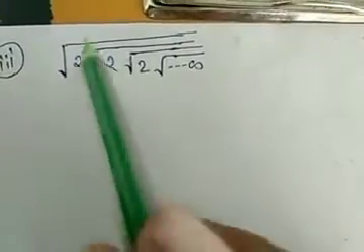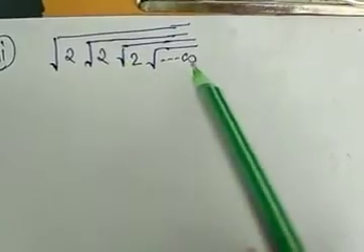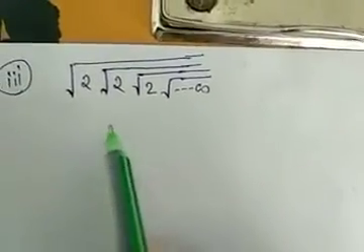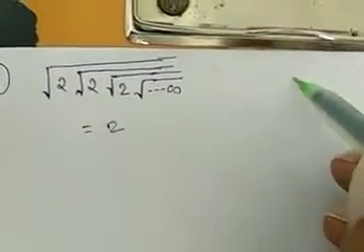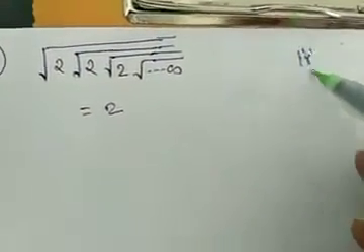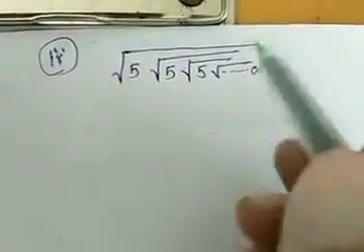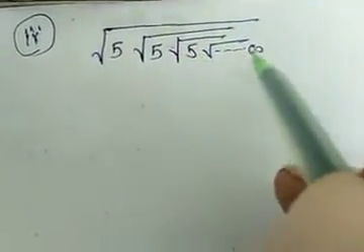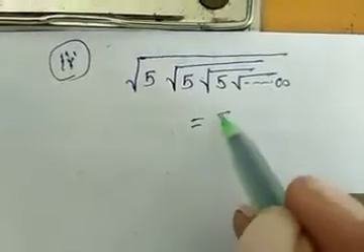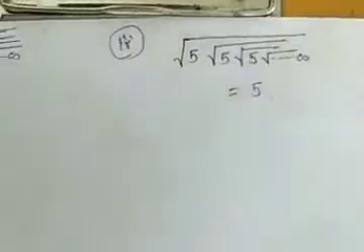If we are given an example of the type square root of 2 into under root of 2, under root of 2 and so on, it is processed in this way only. So its direct answer is 2. You do not need any calculation, write the direct answer 2. Consider the next example: square root of 5, root of 5, root of 5 and so on. Its answer you can directly write as 5.